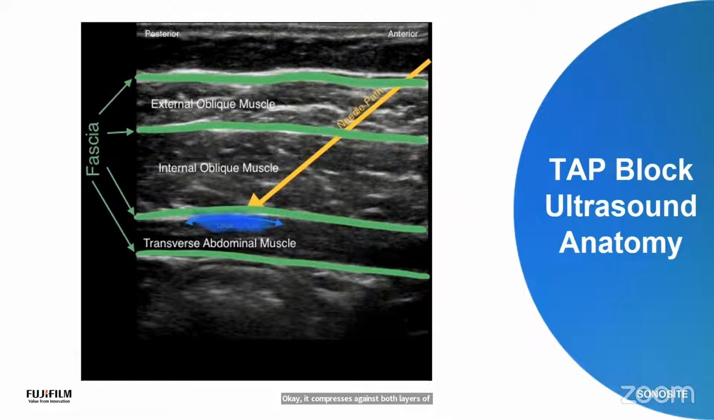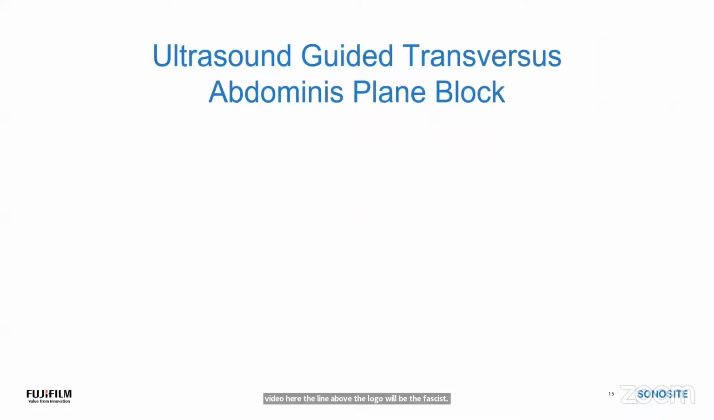And so it kind of forms a line on top of it. And then the line above the local, and you'll see that in a video here, the line above the local will be the fascia still. So you'll see two lines, but you inject deep to the fascia.